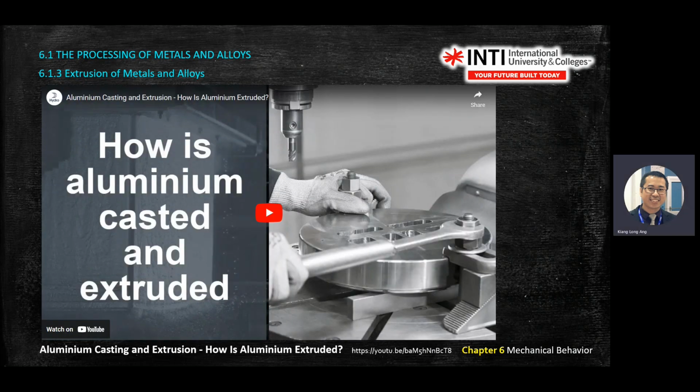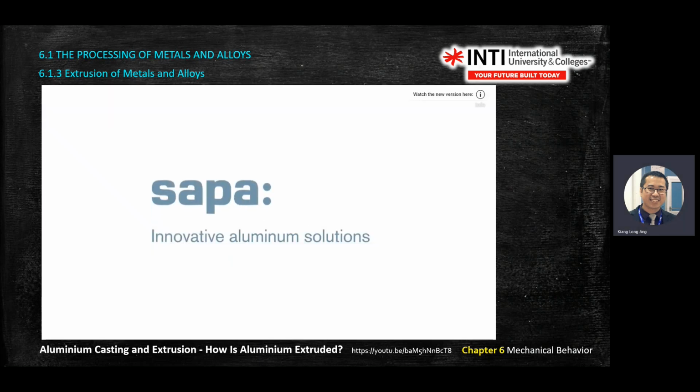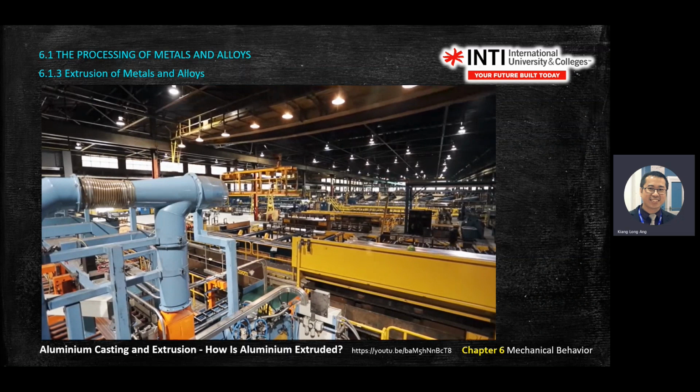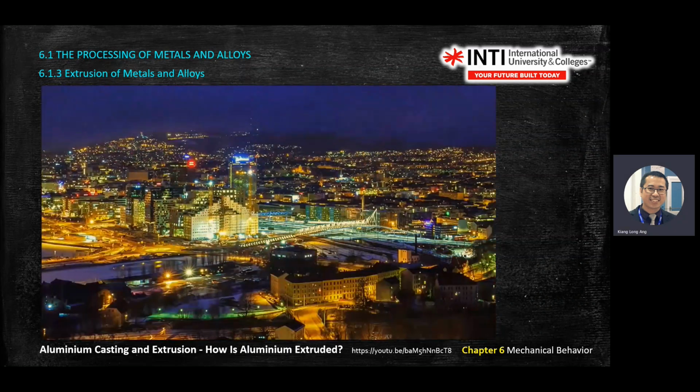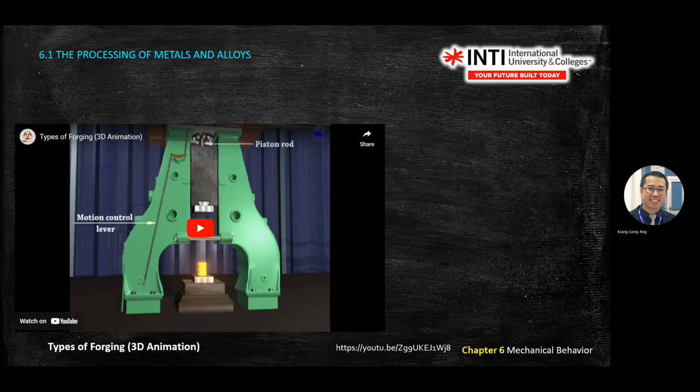So this is another video that shows you how aluminum is cast and extruded. Right. Let me see. So we won't go through all because this is a 12 minutes video. So this is a full-scale factory floor. You go and watch this video, right? So another one is called forging.